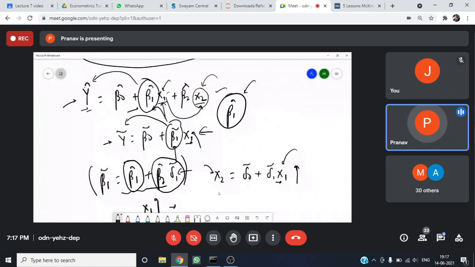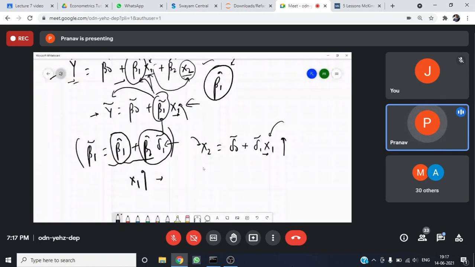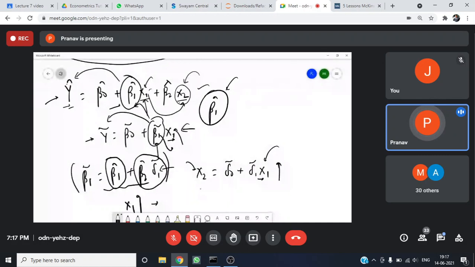Ultimately, you see this beta 1 tilde, what it does is explain movement in the average value of y due to change in x1. So when you simply take x2 out of the equation, it means that x1 not only has a direct impact on y hat, but it also impacts y hat through its correlation with x2.